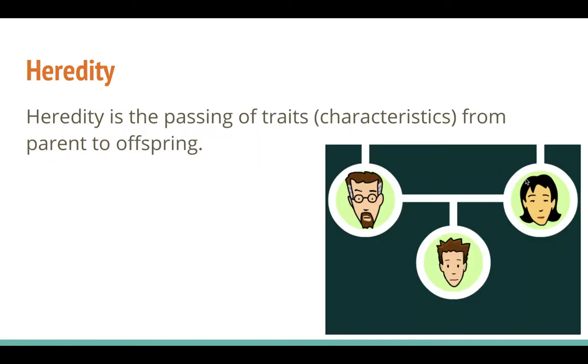Heredity is the passing of traits or characteristics from parent to offspring. So for example, here the child would get his hair color from his dad.